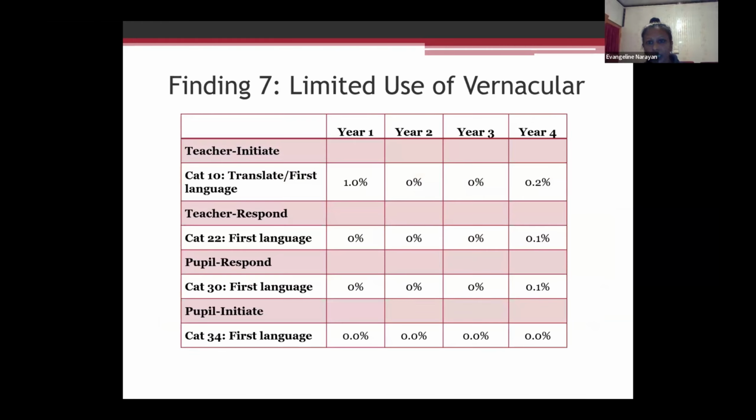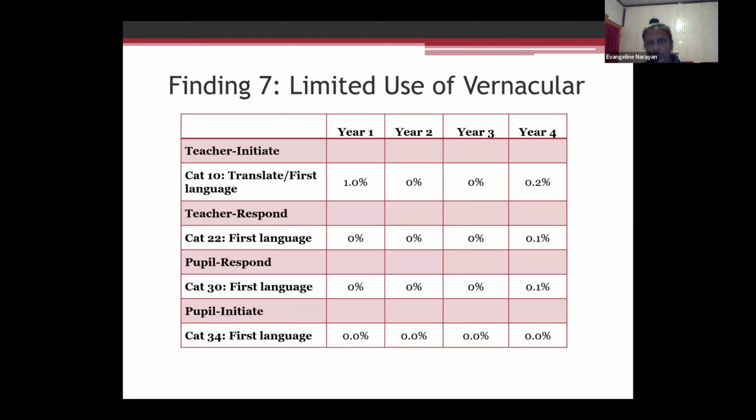Looking at the use of vernacular in the classroom, this was again quite limited. And if you look at the statistics, it clearly shows that vernacular was rarely used. If you look at teacher initiate, in year 1, the teacher did use vernacular to translate some of the instructions that she gave. In year 4, the teacher used vernacular to control the classroom. But if you look at pupil initiate, the students did not use vernacular at all. And if you look at teacher respond, it was rarely used as well as by students.